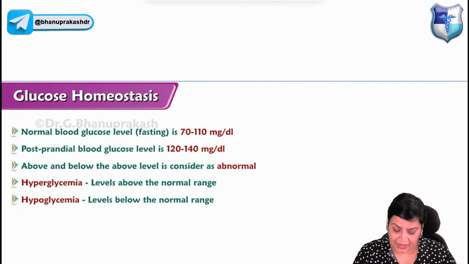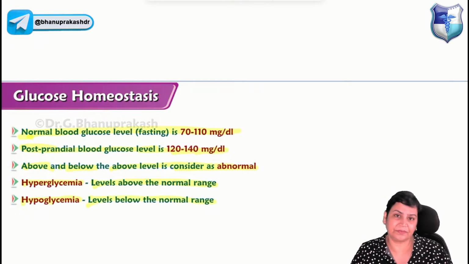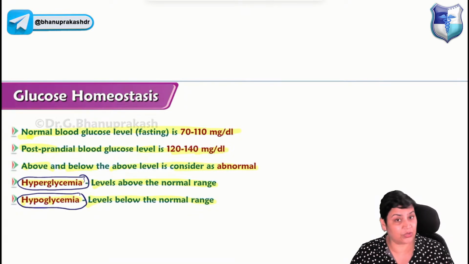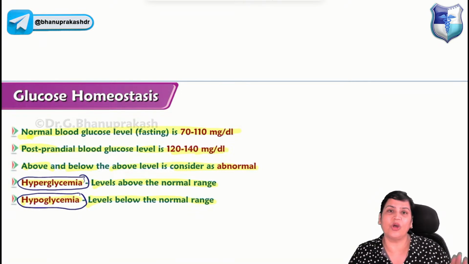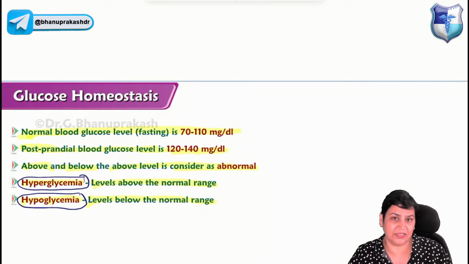Now, the normal blood glucose level, in fasting, we can simply say is 70 to 110 milligram per deciliter. Post-prandial can go up to 120 to 140. Above and below the normal levels is considered abnormal. Hyper means when the concentration of glucose is above the normal range, and hypo when the level is below the normal range. So this is hyperglycemia and hypoglycemia. A normal individual will have the normal concentration of glucose, and a diseased individual will have an abnormal concentration of glucose.